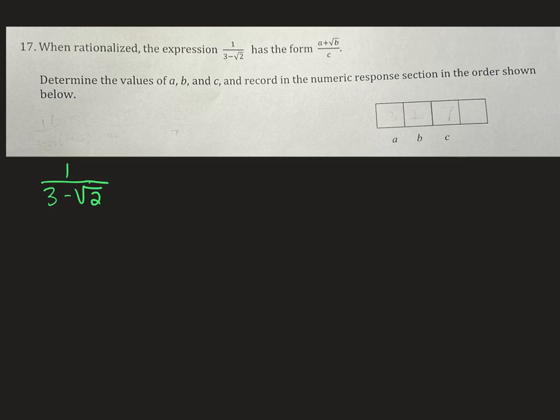Alrighty, let's take a look at this question. So, when rationalized, the expression 1 over 3 minus root 2 has the form of, and then that's the answer part. We won't worry about that yet. Main thing is we want to rationalize.